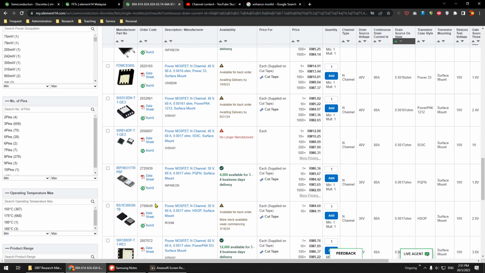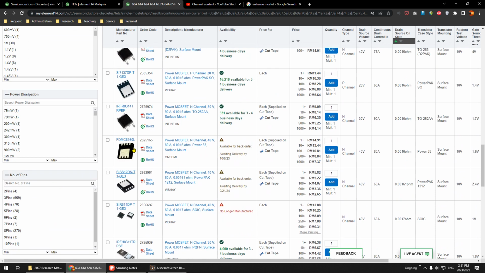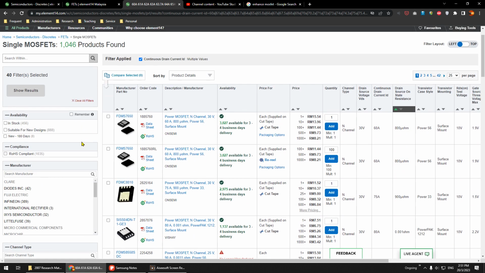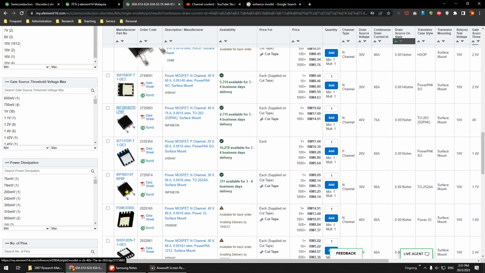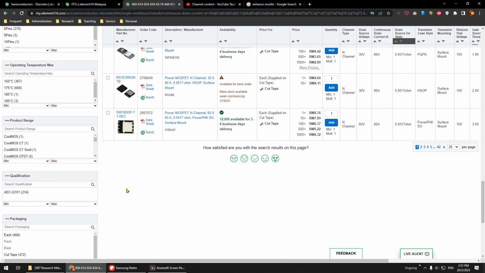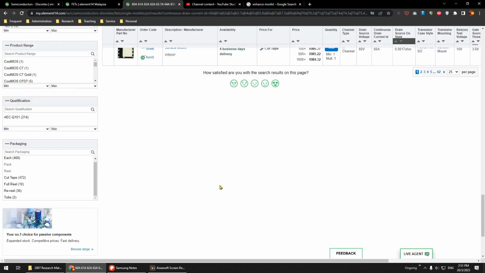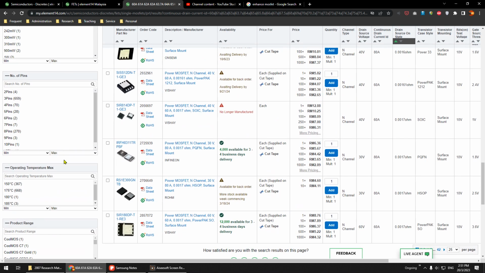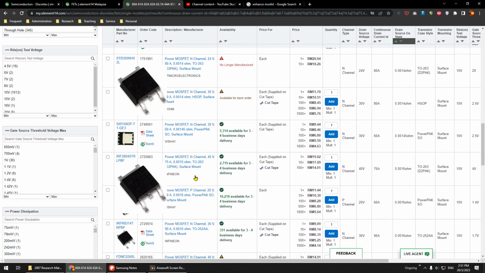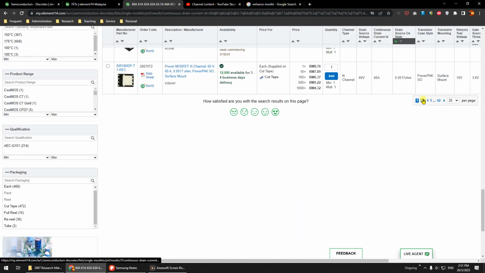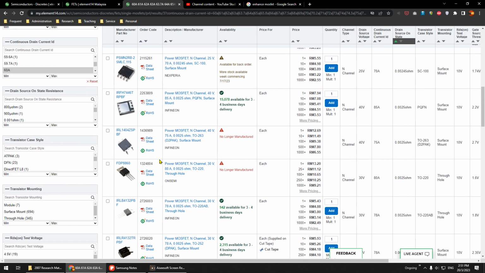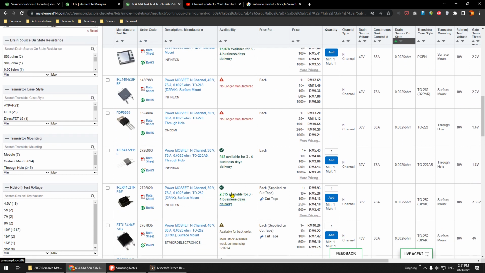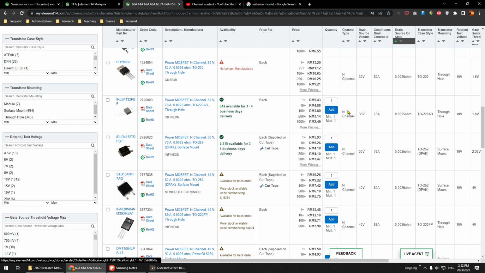This one is also SMD. Try to find DIP, or you can just choose here. I think they have the body type. Okay, unfortunately no, it should be here, but I'm not sure where it is. So next, make sure it's not... okay, this one is no longer manufactured, you cannot buy this. So this one is quite good.